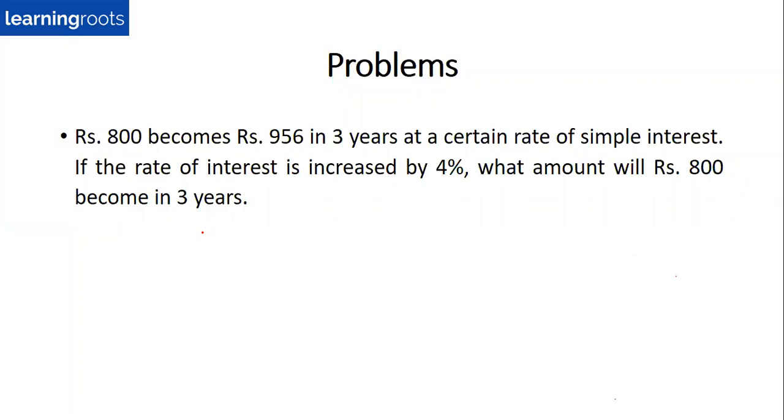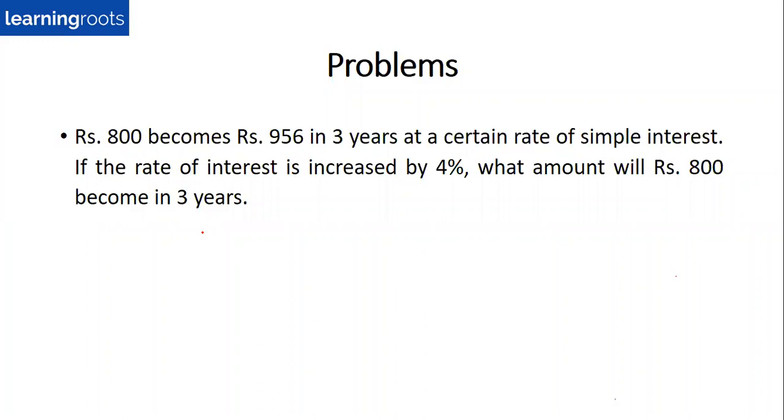Okay, I can see some three or four different answers. I don't know what method you guys are doing, but this question is not that difficult. So 156 is the interest that you're getting for 3 years at a certain rate of interest. So 156 is for 3 years, so 52 is for 1 year. Then 52 by 800 will give you the rate of interest, and then you add 4 to it. Then you again find the interest. So that will of course give you the answer.